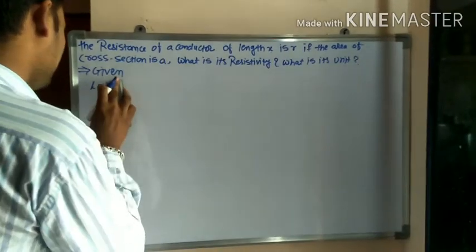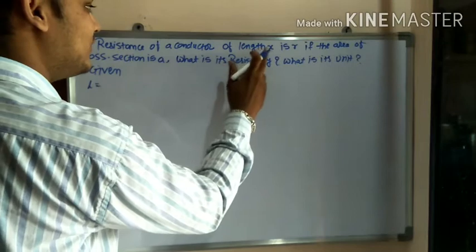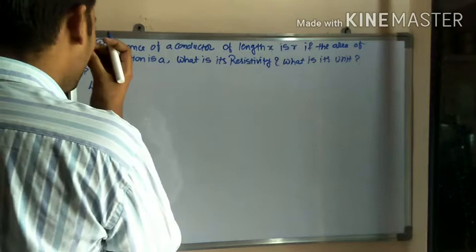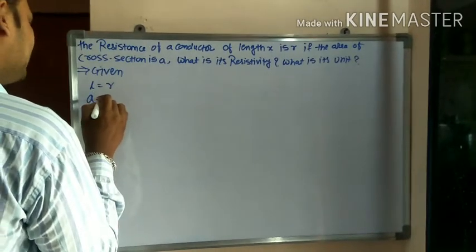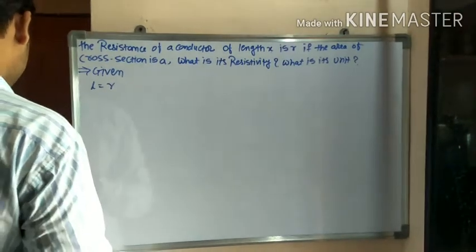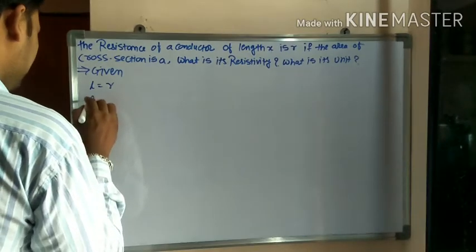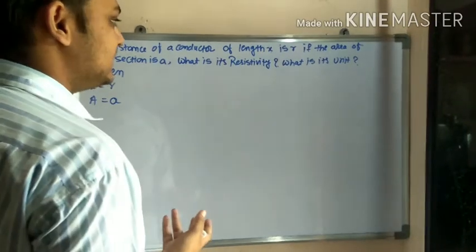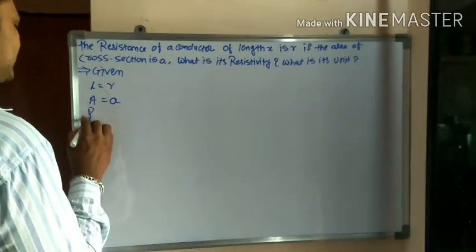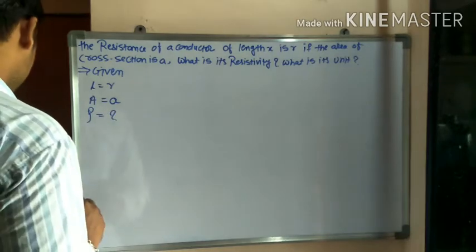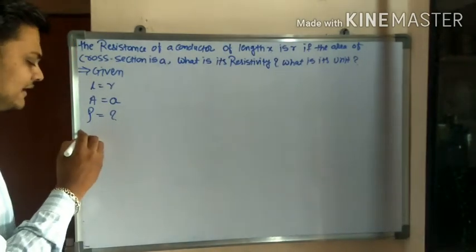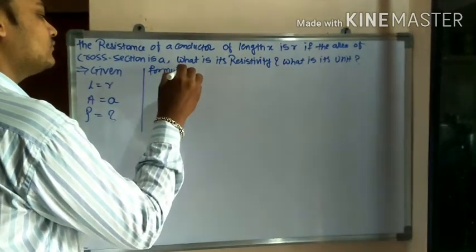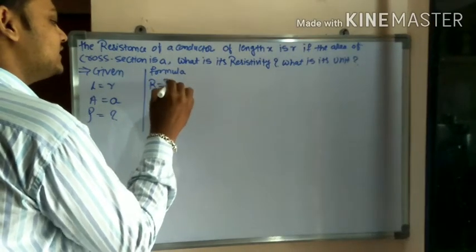So length of conductor of length x is r. If the area of cross section, area is given, area is taken as capital A. So A is equal to A, cross section is A. What is its resistivity? What is its unit? So resistivity is equal to question mark. Now we have a formula, that is resistance is equal to resistivity L by A.